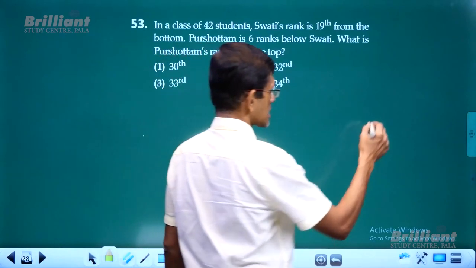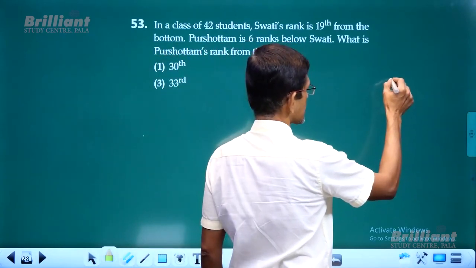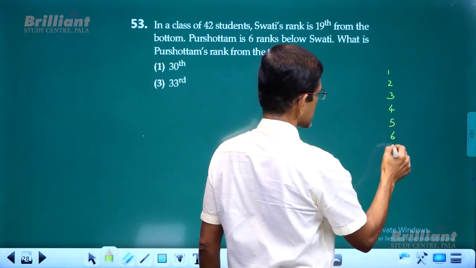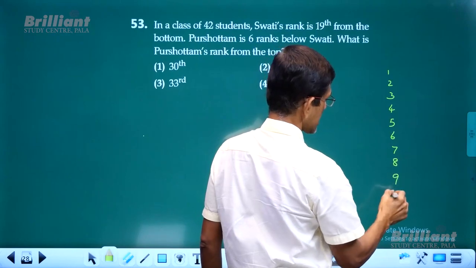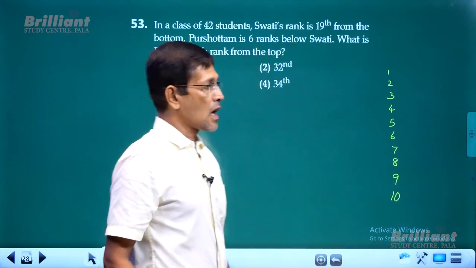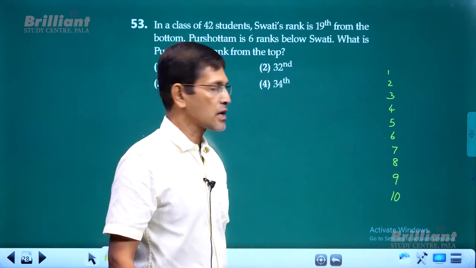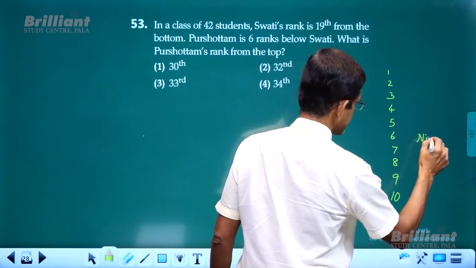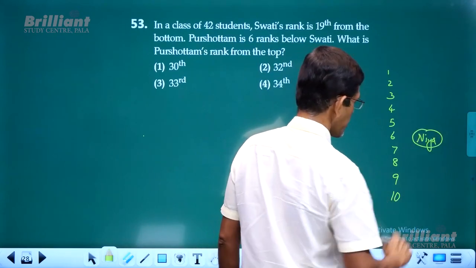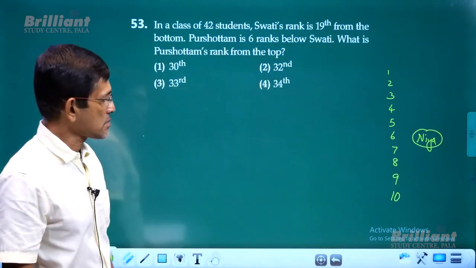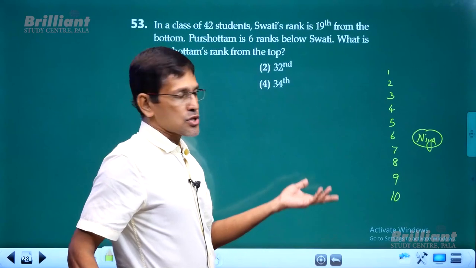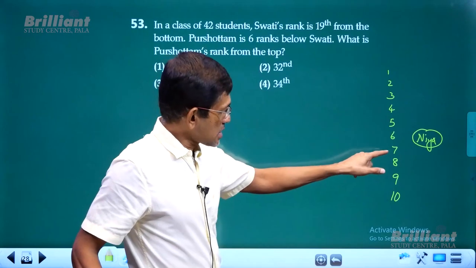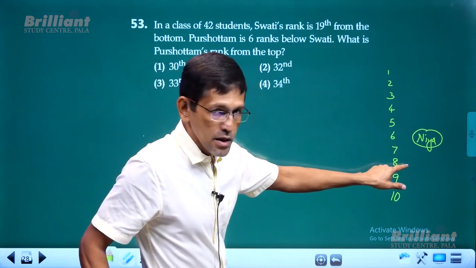We'll take an example. Let's say in a class there are 10 students: 1, 2, 3, 4, 5, 6, 7, 8, 9, 10. The rank of Nia is 6th from the top. And Tom is 2 places below Nia. Then in that case, 2 places below, that would be 8th place.